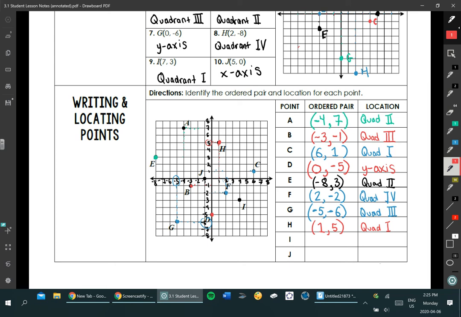Okay, I. So our x value is going to be 4, and our y value is going to be -3. And that is quadrant 4. Quadrant 4.